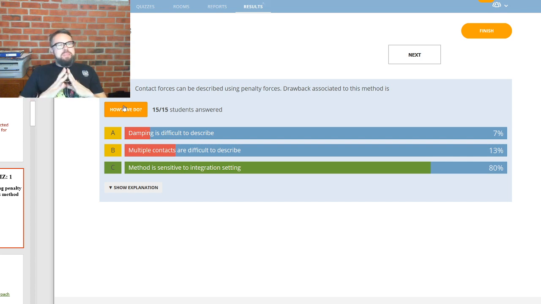the correct answer is that the method is sensitive to integration settings, because it's all about the penetration. And penetration can be unrealistically high if the time step and integration settings are not properly selected. So that's the problem of the method. Multiple contacts are alright to describe, so it's not a big problem. The damping is alright to describe, so it's not a big problem, but the integration settings, that is a big problem.